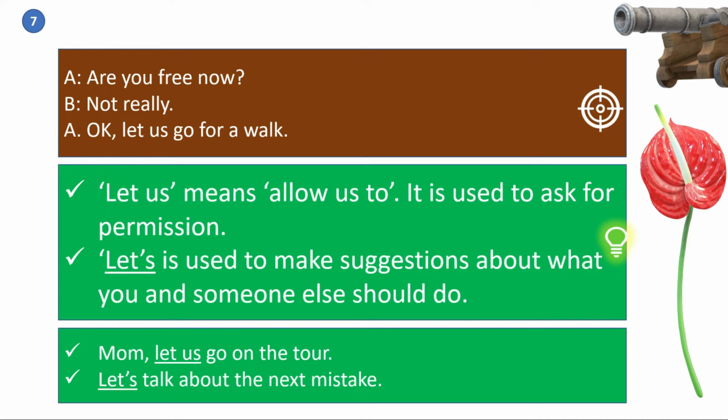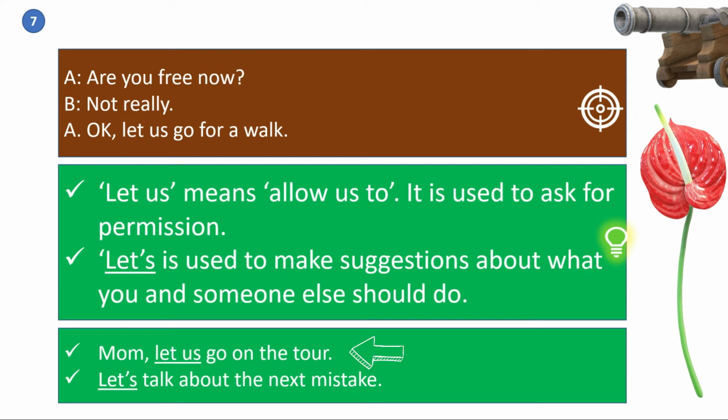But it's different here. Let's should be used there. It means Mr. A wants Mr. B to go for a walk with him. So let's is used to make suggestions about what you and someone else should do. So there is a clear difference between these two. Let us, let's. Look at these examples here.